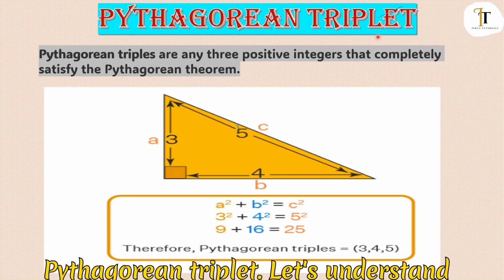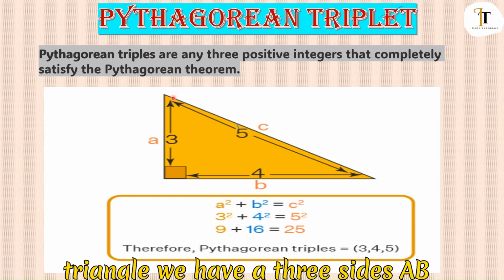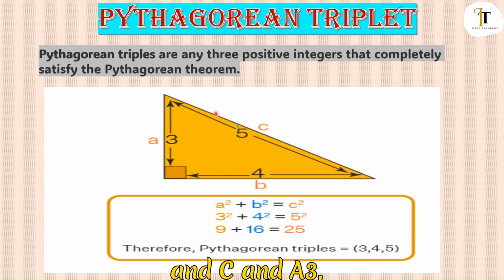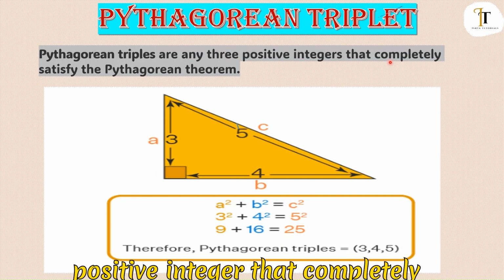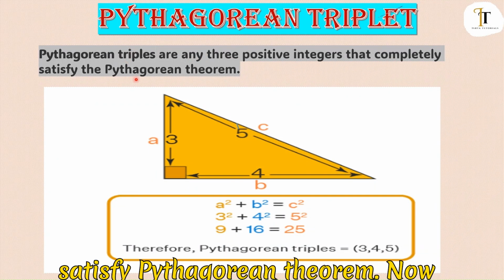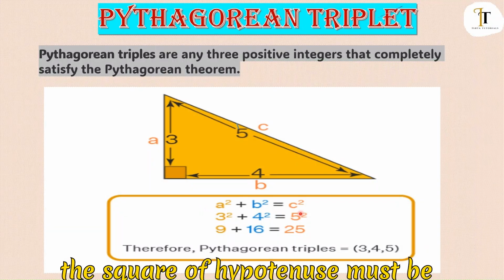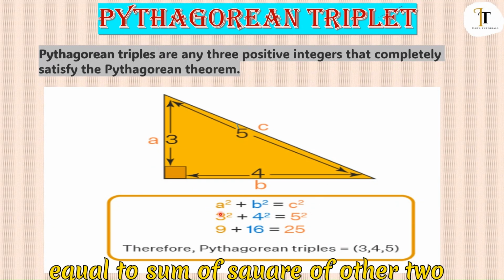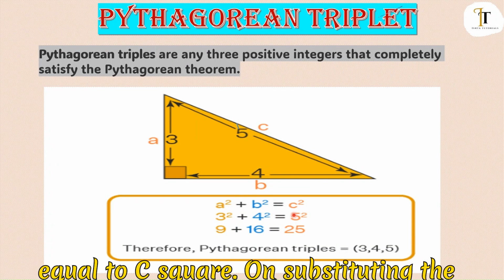Pythagorean triplet. Let's understand with the help of an example. In this triangle we have three sides A, B and C, and A is equal to 3, B is equal to 4 and C is equal to 5. Now Pythagorean triplets are any three positive integers that completely satisfy the Pythagorean theorem. Now the Pythagorean theorem states that the square of the hypotenuse must be equal to the sum of squares of the other two sides. So A square plus B square is equal to C square.